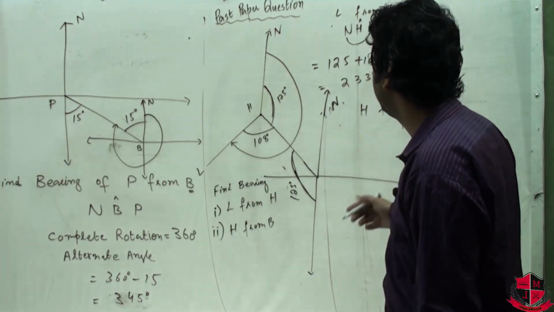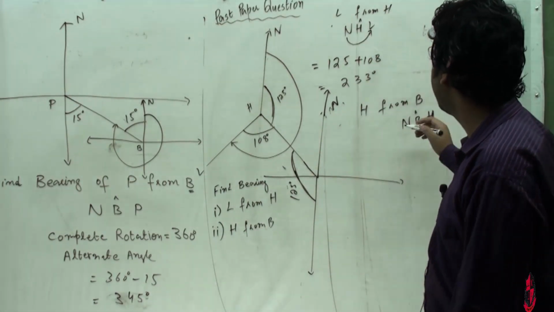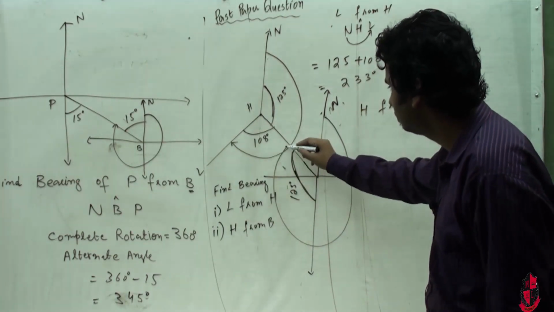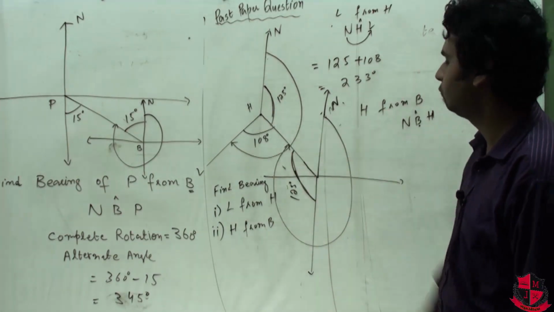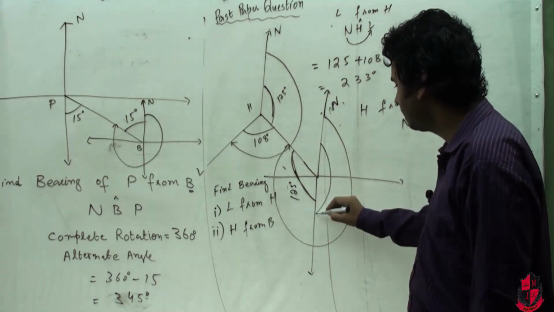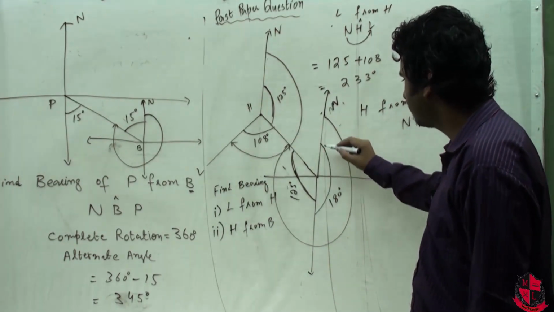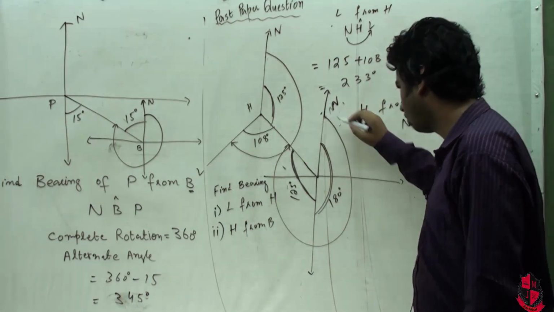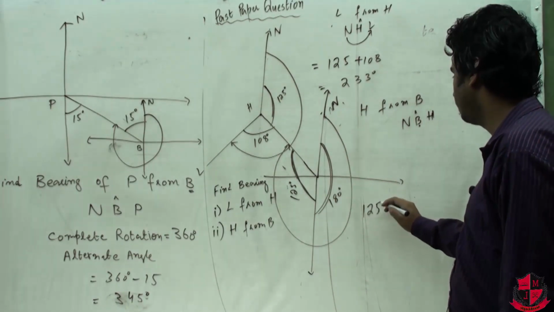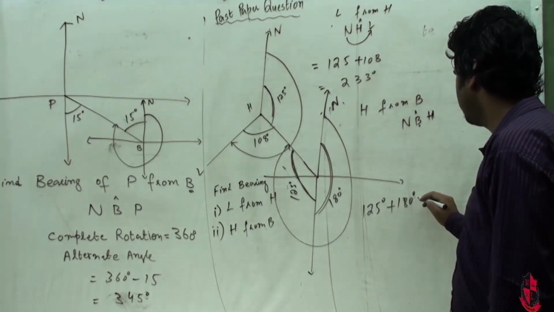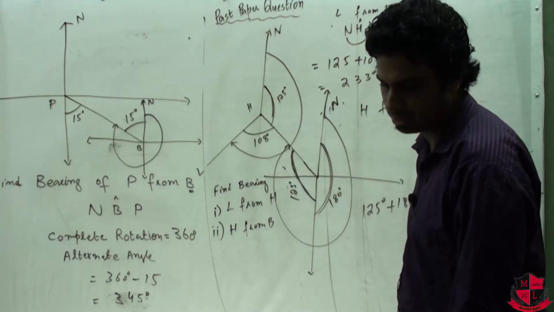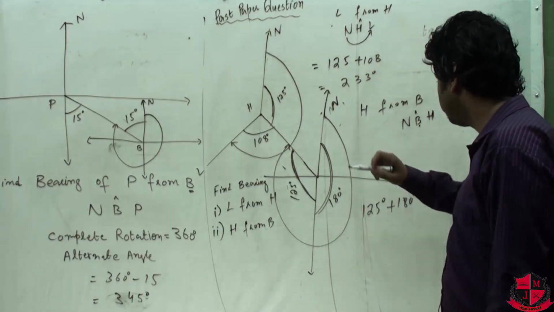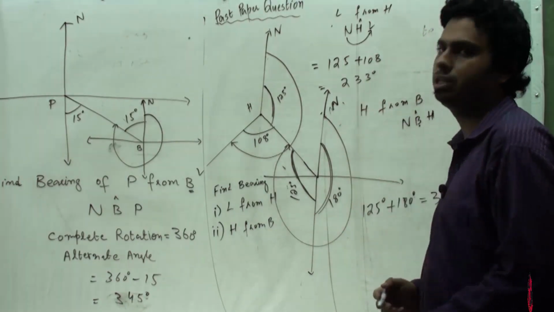So we need to find the bearing of H from B, that is, N, B, H, started from N and we will end it at point H. Our answer will be this, and we know that this angle is 180 degrees, and if I add 125 and 180 I will get my bearing. So I am going to add 125 degrees plus 180 degrees, and after adding these two my answer will be 305 degrees. So the bearing of H from B is 305 degrees.